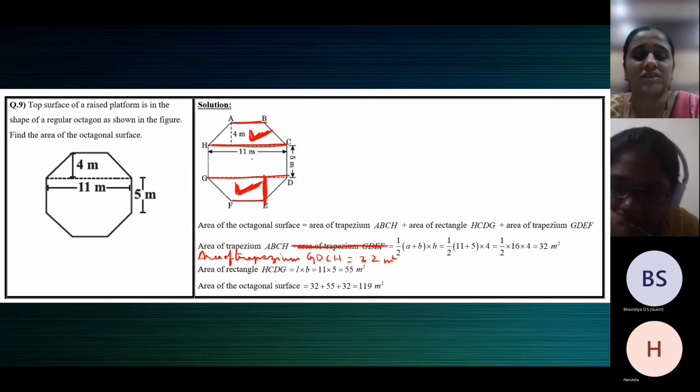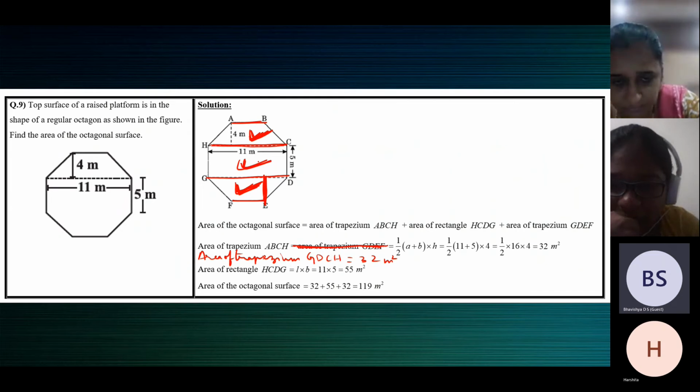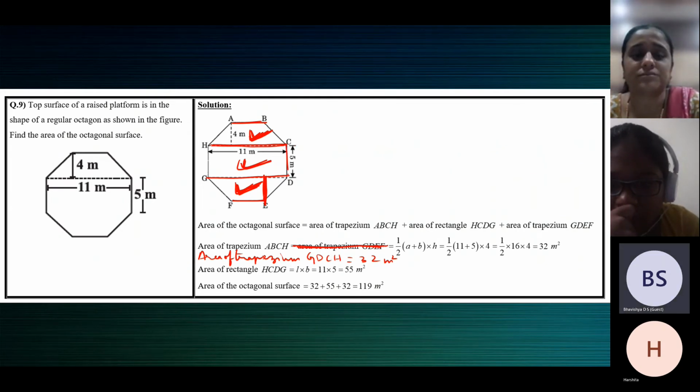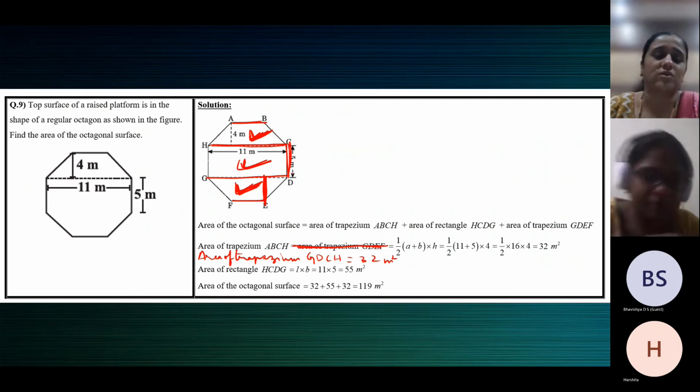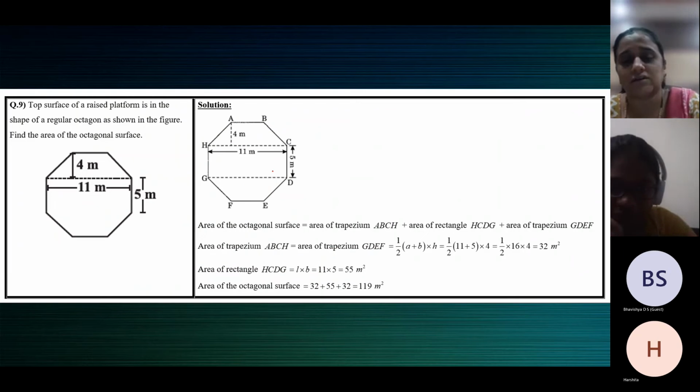So what's the length of this rectangle? 11 meters. What's the breadth of the rectangle? 5 meters. So L into B will give you the area of the rectangle. Add all the 3 areas to find the area of the octagonal surface.